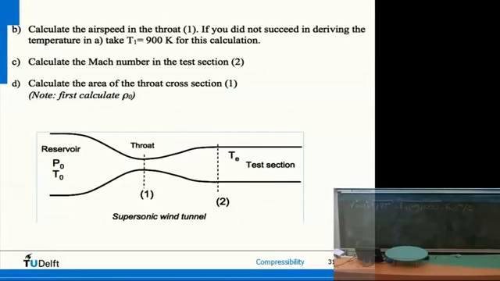Now then number C is to calculate the Mach number in the test section, and number D is to calculate the area of the throat in the cross section, and I will continue with that next lecture.